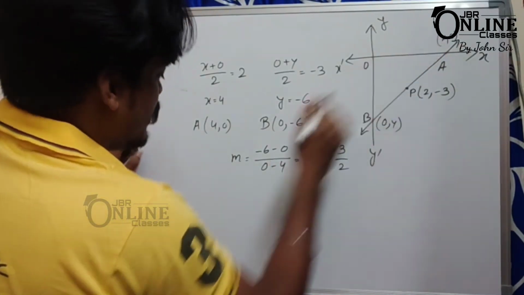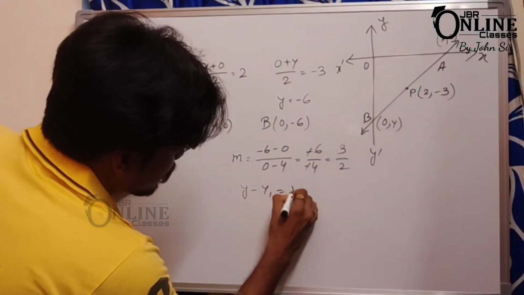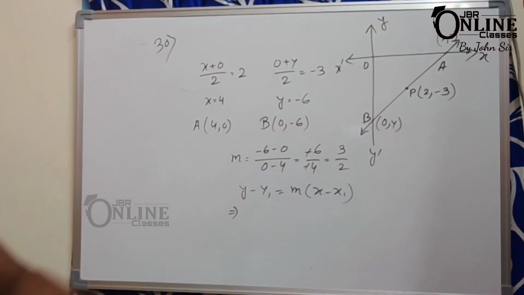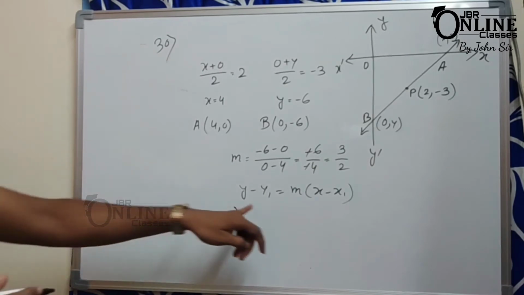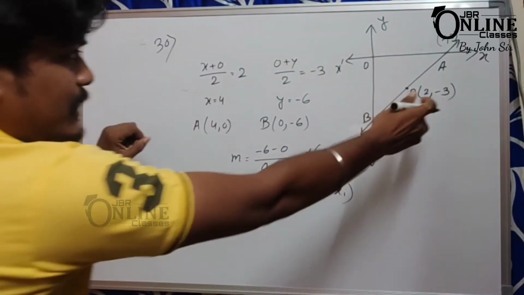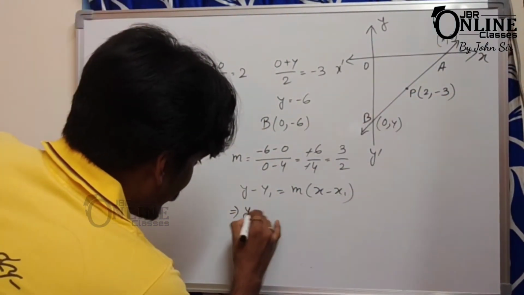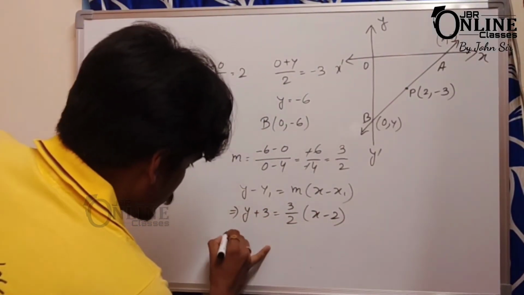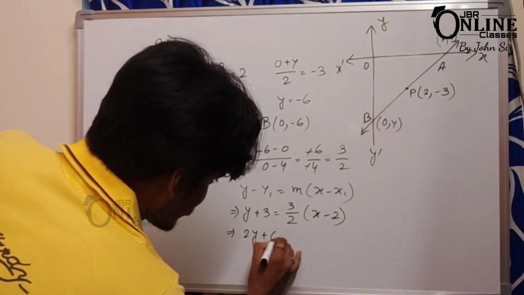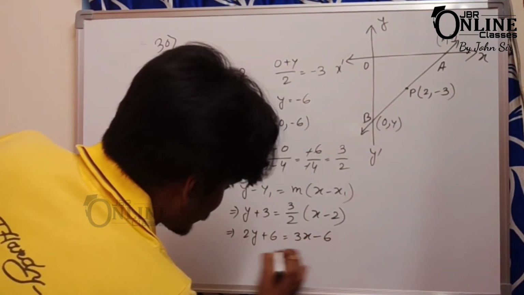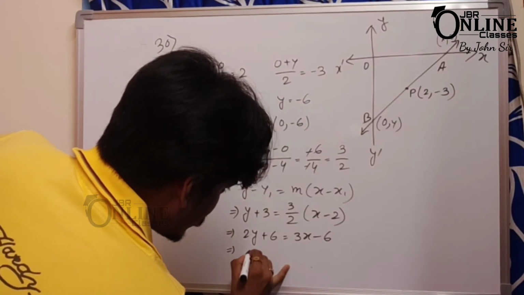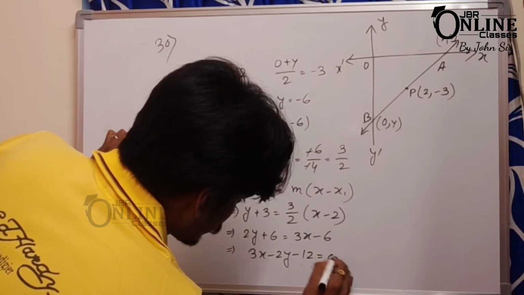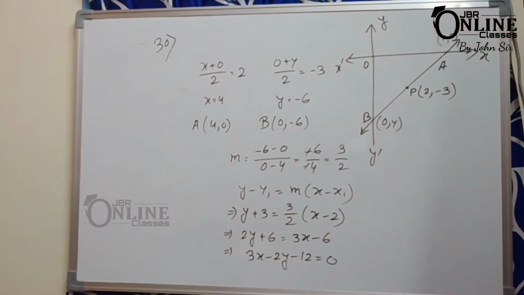So to find the equation of the line, the formula is y minus y1 equals m into x minus x1. Here m equals 3 by 2, y1 is minus 3 and x1 is 2. So y plus 3 equals 3 by 2 times x minus 2. From that, 2y plus 6 equals 3x minus 6. Then 3x minus 2y minus 12 equals 0. So that is the final answer.